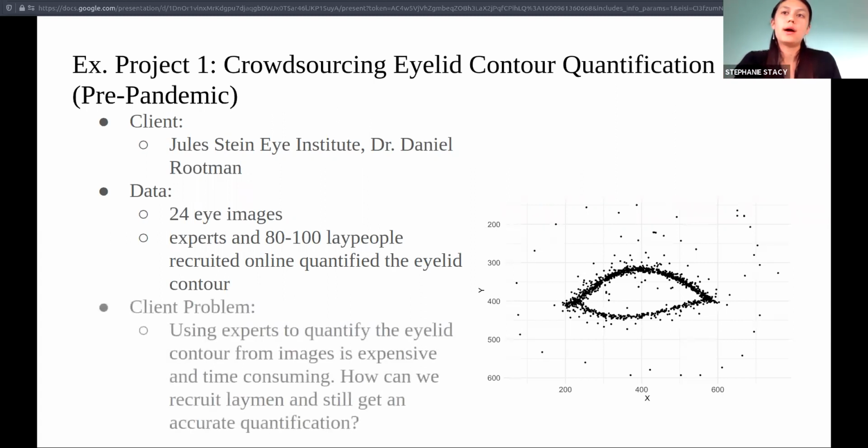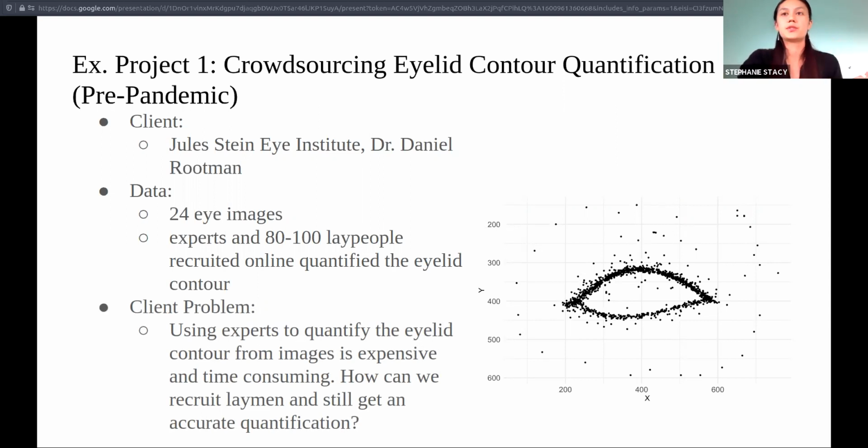And so what the client really wanted to understand was, well, okay, we could get an expert to draw this contour, but that's expensive and time consuming for them. So could we somehow push this problem to laymen and recruit them and still get that accurate quantification?